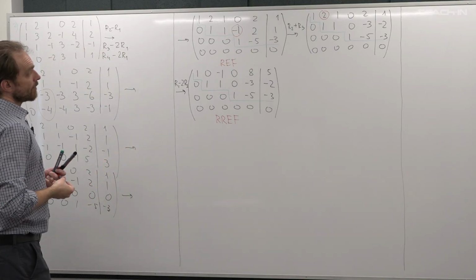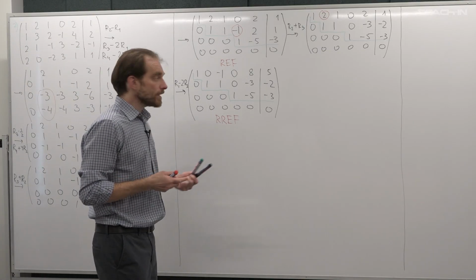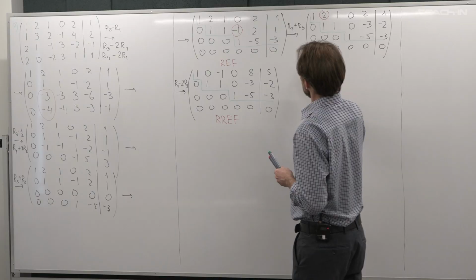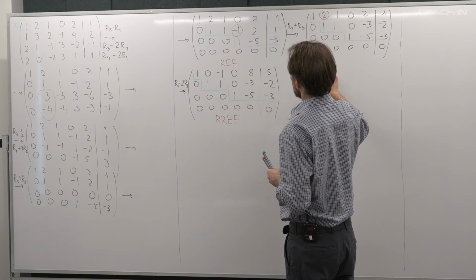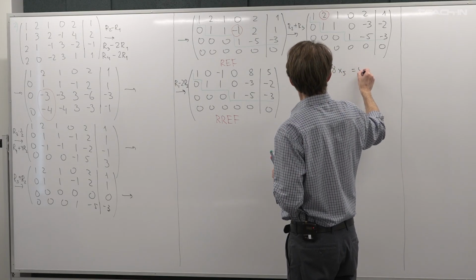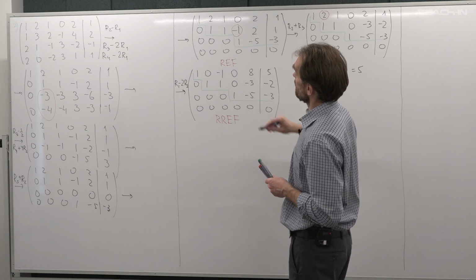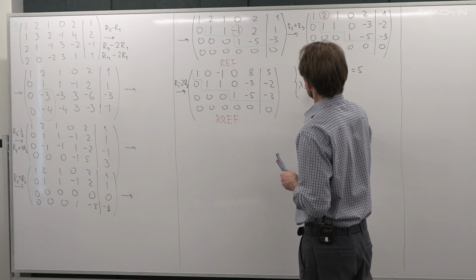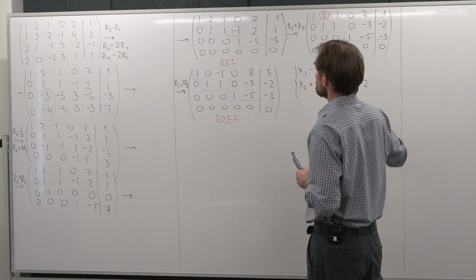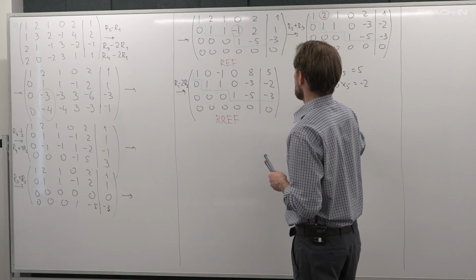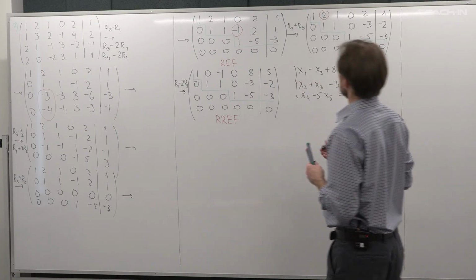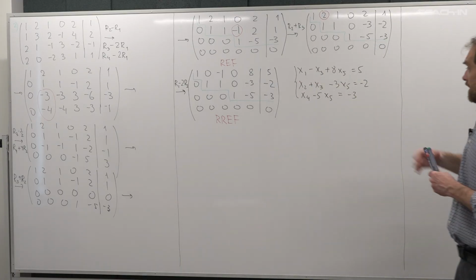And now I'm going to write down the system of equations that correspond to this augmented matrix. So we come to the system x1 minus x3 plus 8 times x5 equals 5. This is the first equation that corresponds to the first row. Then x2 plus x3 minus 3 times x5 equals minus 2. And x4 minus 5 times x5 equals minus 3. So this is the system that we obtained here.